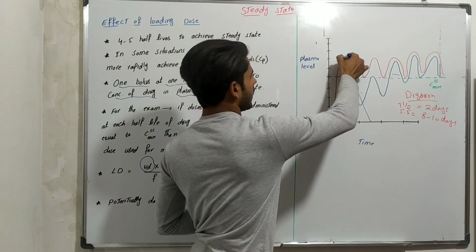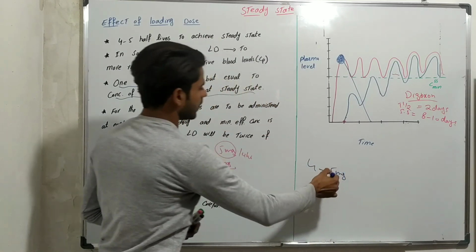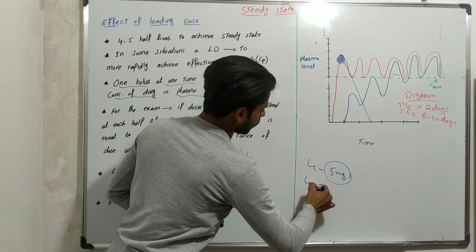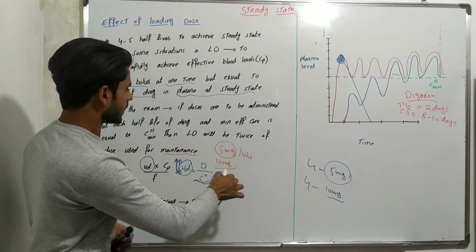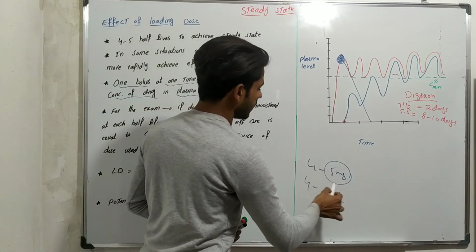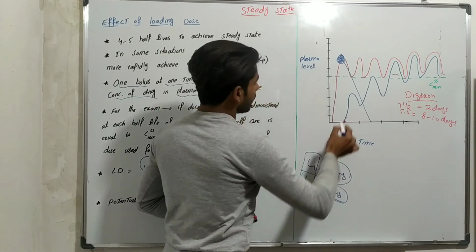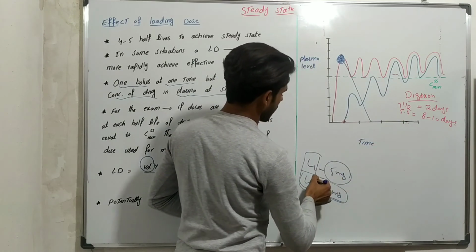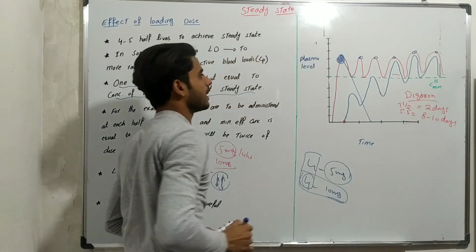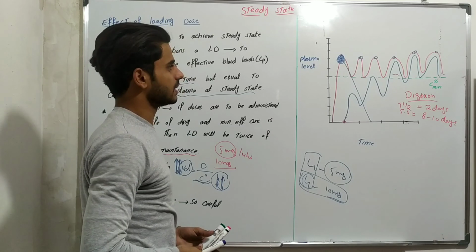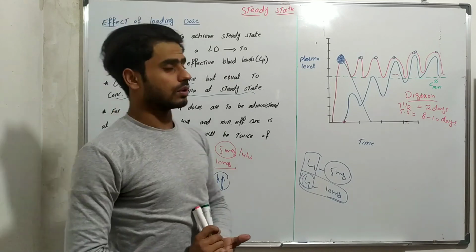That means if we were giving 5 mg after 4 hours as maintenance, then in the case of a loading dose we will give 10 mg, twice the size. So we will give 10 mg after another 4 hours. When we give the 10 mg, it comes down. Then again we give 10 mg after 4 hours, and it comes up again. So it will remain in steady state, and we will be able to control the disease. So this was the effect of the loading dose on the steady state. Thank you so much, guys.